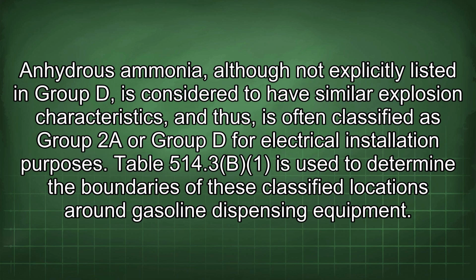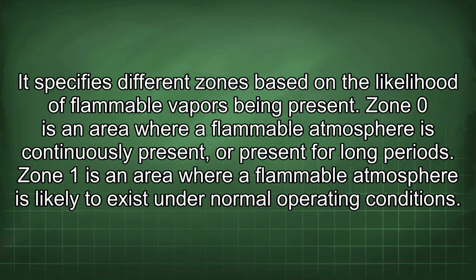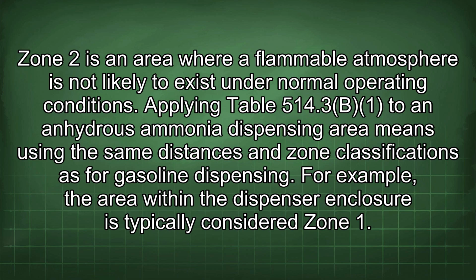Table 514.3(B)(1) is used to determine the boundaries of these classified locations around gasoline dispensing equipment. It specifies different zones based on the likelihood of flammable vapors being present. Zone 0 is an area where a flammable atmosphere is continuously present or present for long periods. Zone 1 is an area where a flammable atmosphere is likely to exist under normal operating conditions. Zone 2 is an area where a flammable atmosphere is not likely to exist under normal operating conditions.